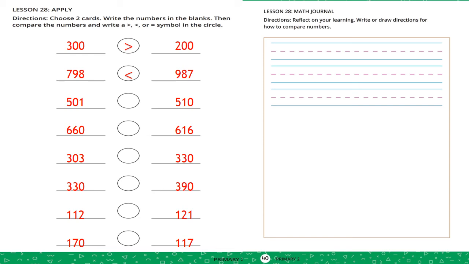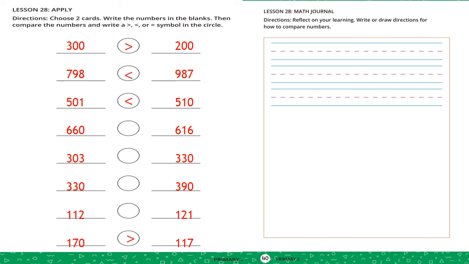501, 510. We have here 5 in the hundreds place and 5 in the hundreds place. They are the same. Then look at the tens place. 0 and 1. Then 501 is less than 510. Complete this exercise. The last one, 170, 117. 1 in hundreds and 1 in hundreds. Look at the tens. 7 and 1. Then 170 is greater than 117.